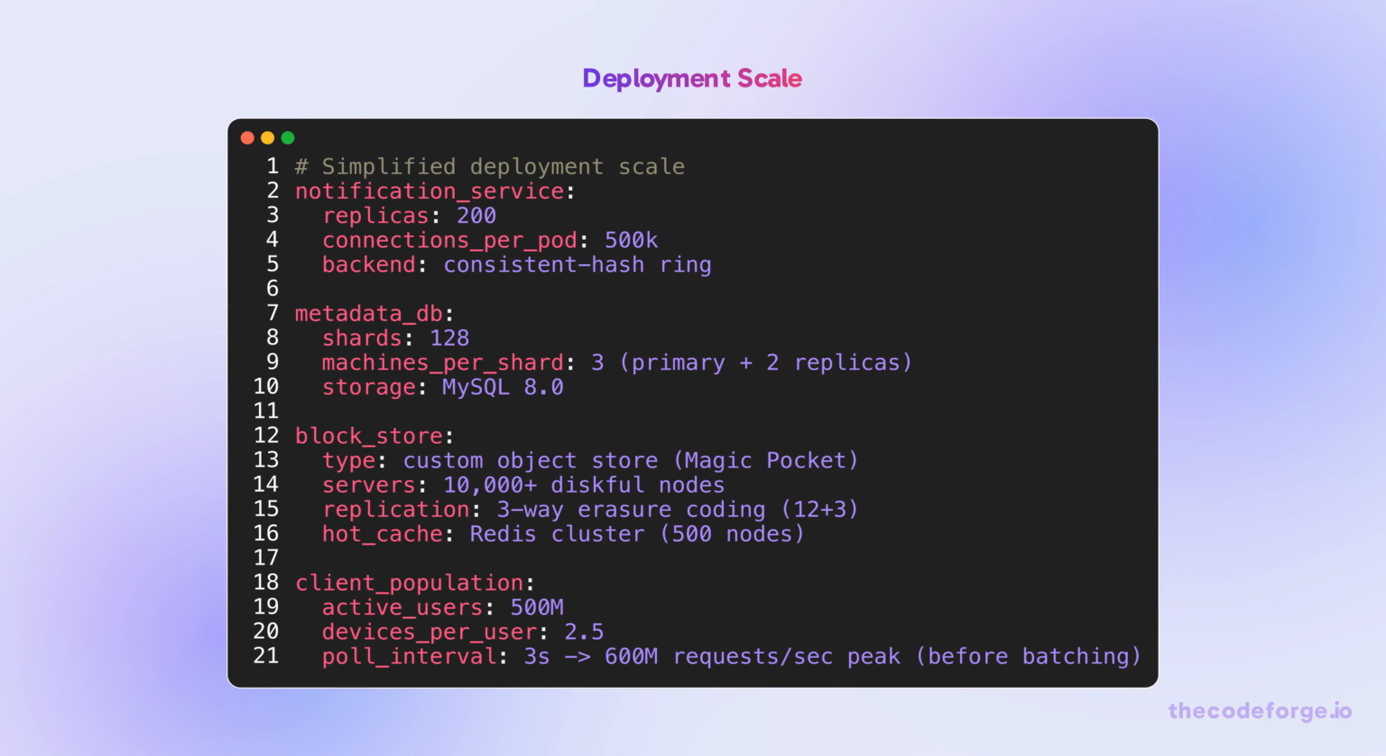This YAML snippet shows the deployment scale. The notification service has 200 replicas, each handling 500K connections. Metadata is sharded across 128 MySQL shards with primary and replicas. The block store uses 10,000 plus servers with erasure coding. The client population of 500 M active users generates 600 M poll requests per second.